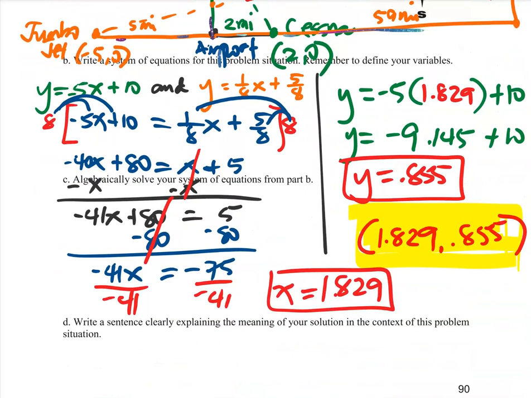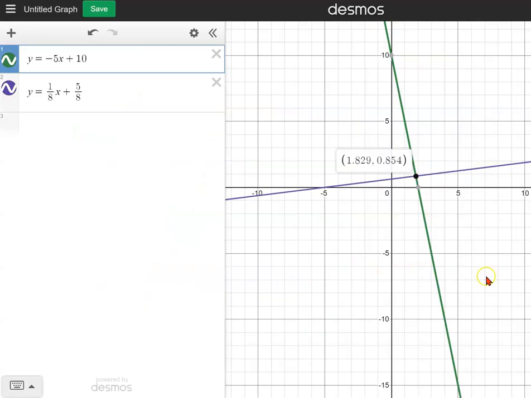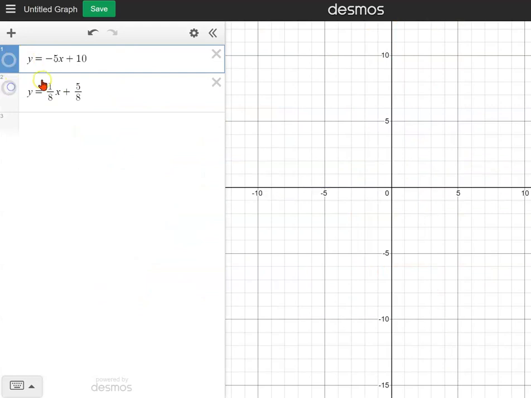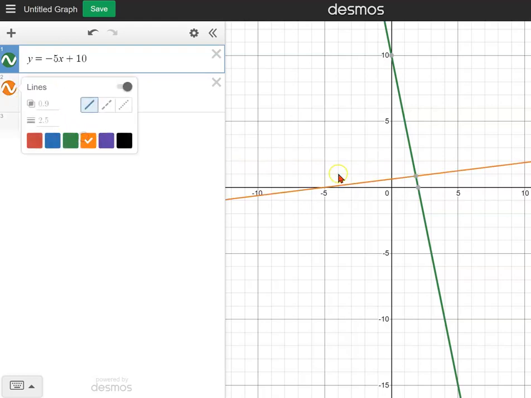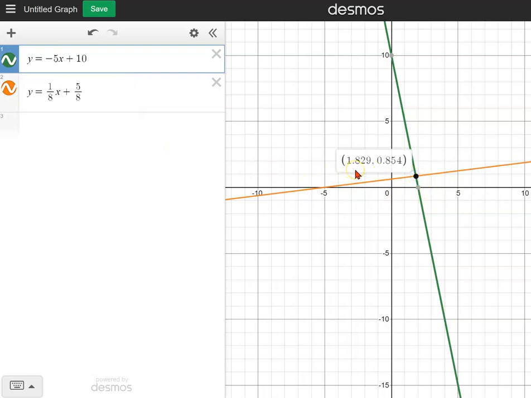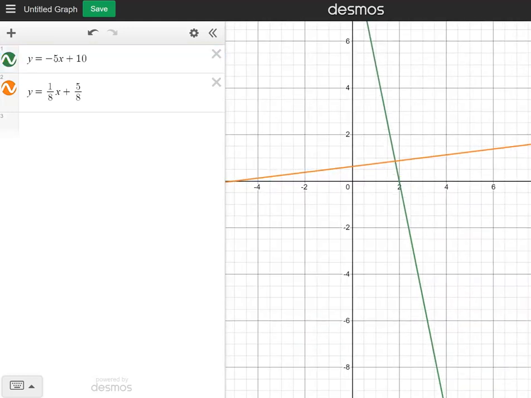Okay, and before I end this, I will show you using Desmos. When you type the two equations here, you have the first one, negative 5x plus 10, which is this line, and the second equation is 1/8x plus 5/8, so the orange, and they intersect at 1.829 and 0.854 or 0.855. So that is the point of intersection.